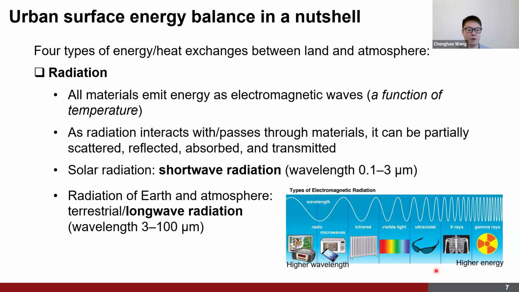The second one is the radiation emitted from the Earth and atmosphere, which is an integrated system with an equilibrium temperature of about 15 degrees Celsius. We call this part of the radiation terrestrial radiation or longwave radiation. It has a wavelength band from 3 micrometer to 100 micrometer, and the peak is around 10 micrometer, which is well within the infrared band.